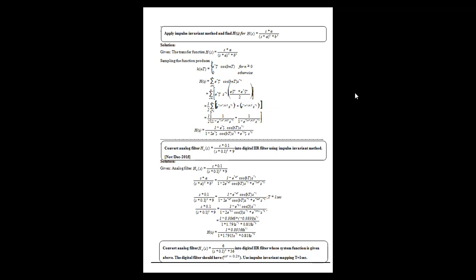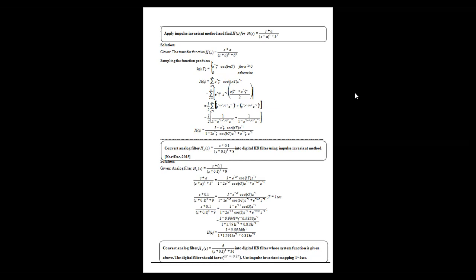So H(z) is equal to the summation from n equals 0 to infinity of e power minus a n t z power minus n. This will be replaced by (e power j b n t plus e power minus j b n t) divided by 2. Then we'll replace that, taking 1 by 2 outside, and simplify the expression by multiplying the values of e power j b n t and e power minus j b n t.